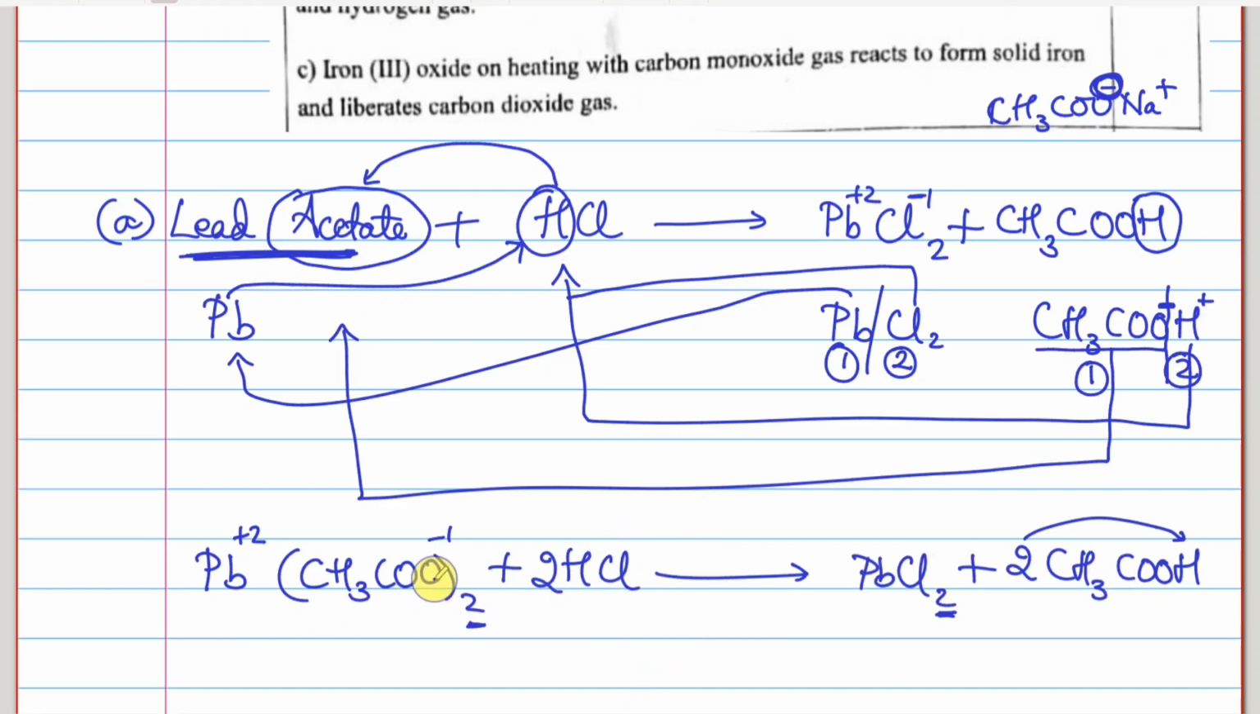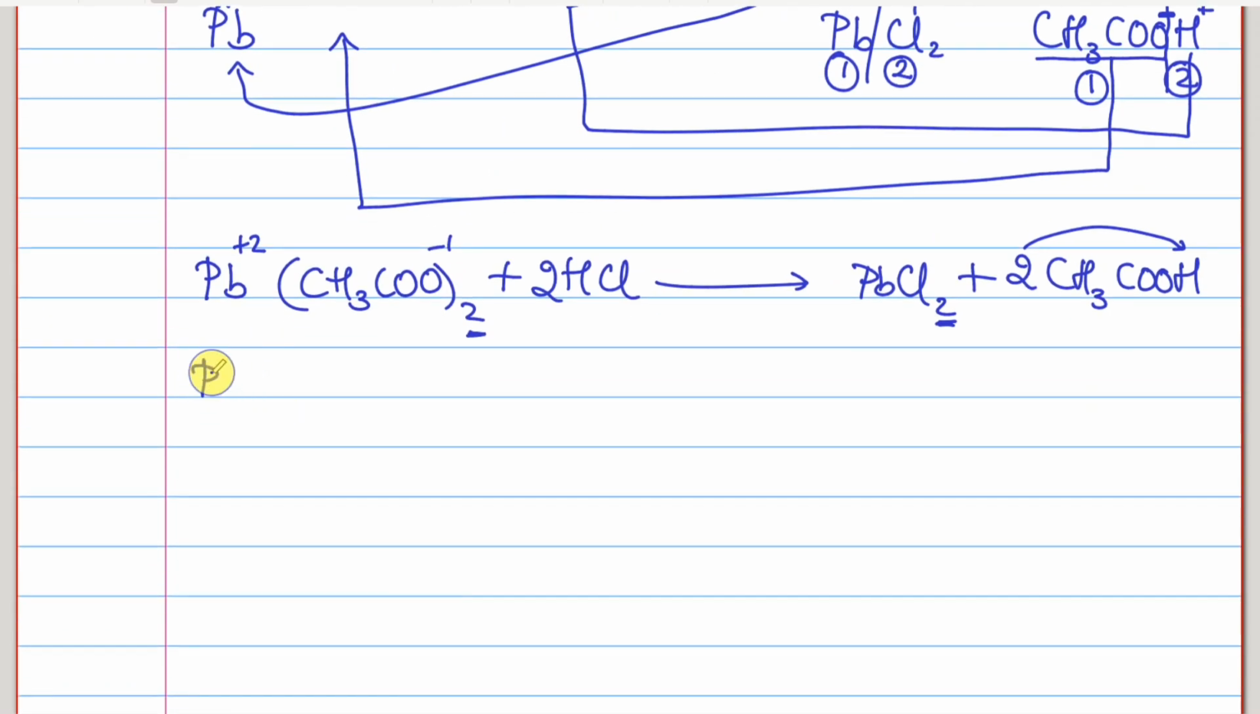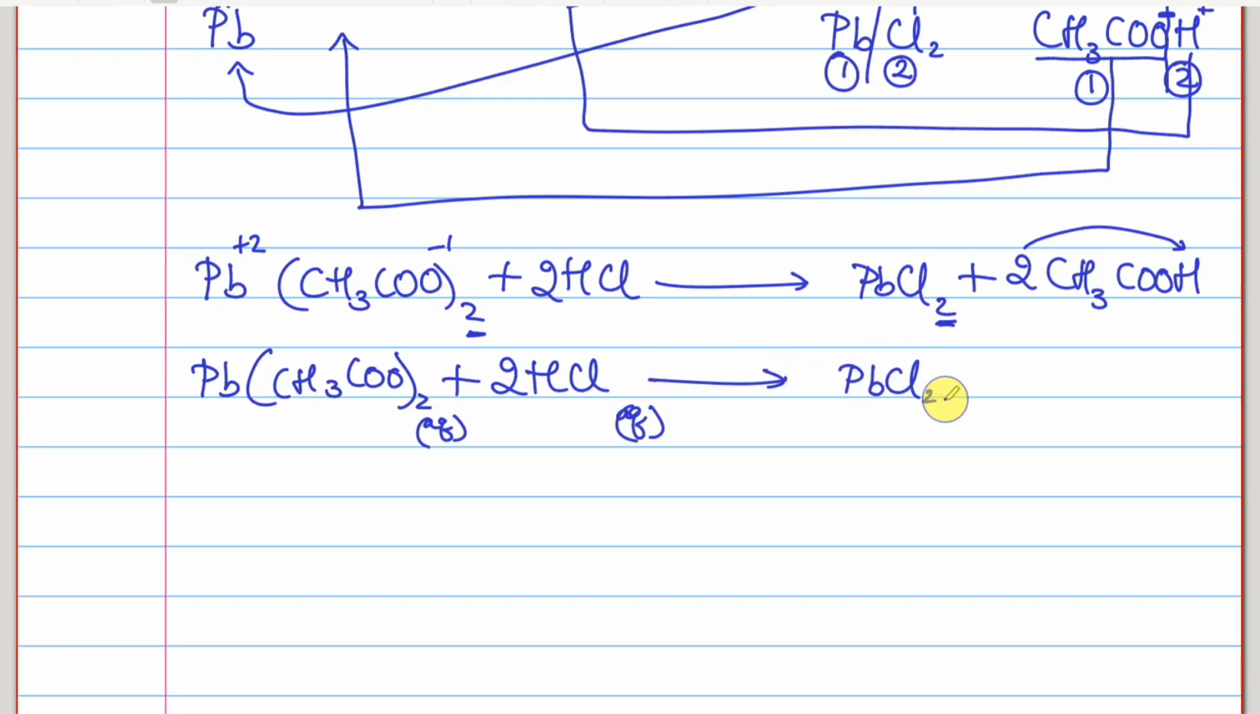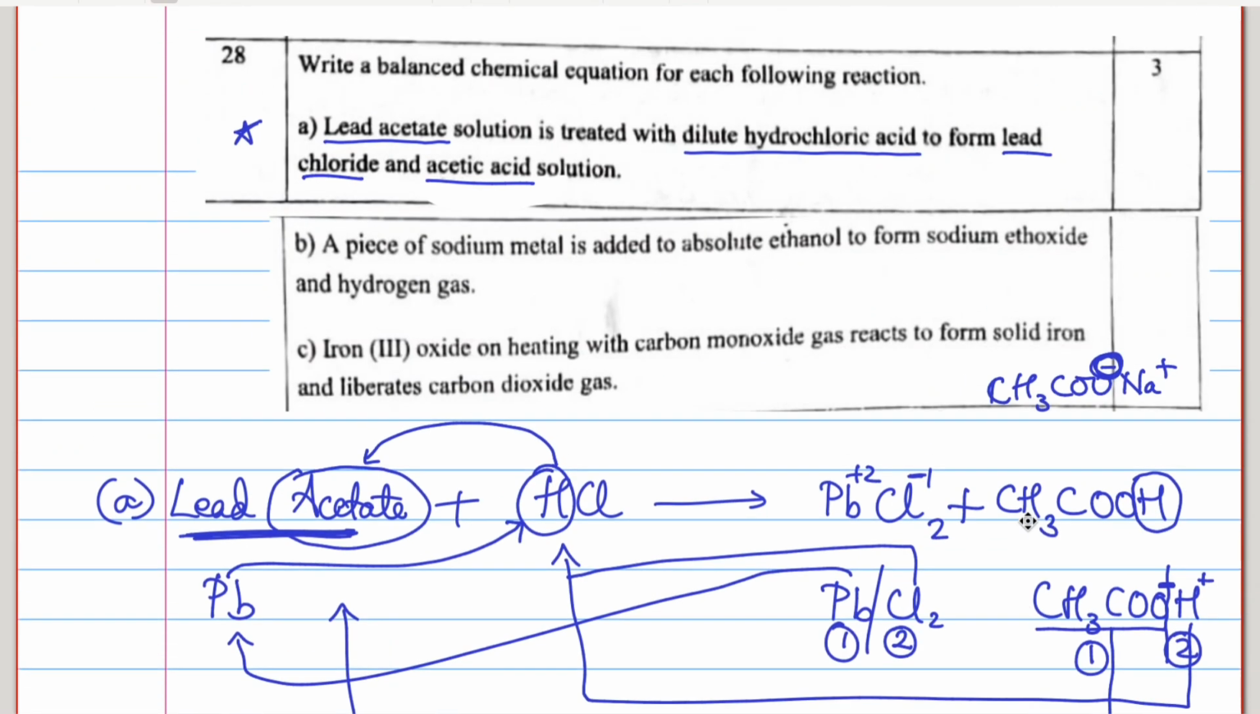So the balanced chemical equation will be Pb(CH3COO)2 plus 2HCl. This will be in liquid form or aqueous form, aqueous solution. These two will react to form PbCl2 because it is chloride. It should be aqueous, plus 2CH3COOH, which is in aqueous form. So this is the chemical reaction for the first one.